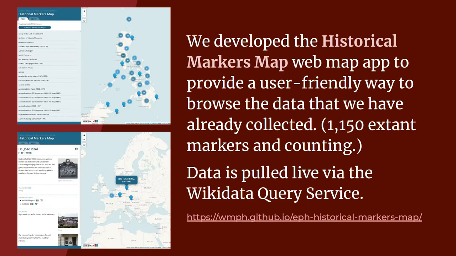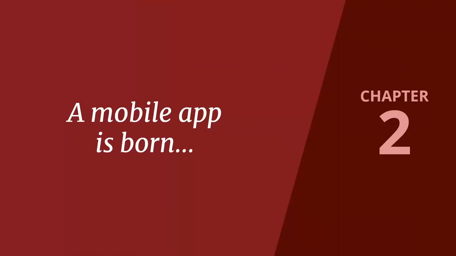And we've developed this historical markers map web app that lets users view these markers on a map. So you can browse it as a list, and view a good visualization of the markers with information and inscriptions. All of this is powered by a live query from the Wikidata Query Service. There's the link if you want to play around with it. And so we developed a mobile app for this one.